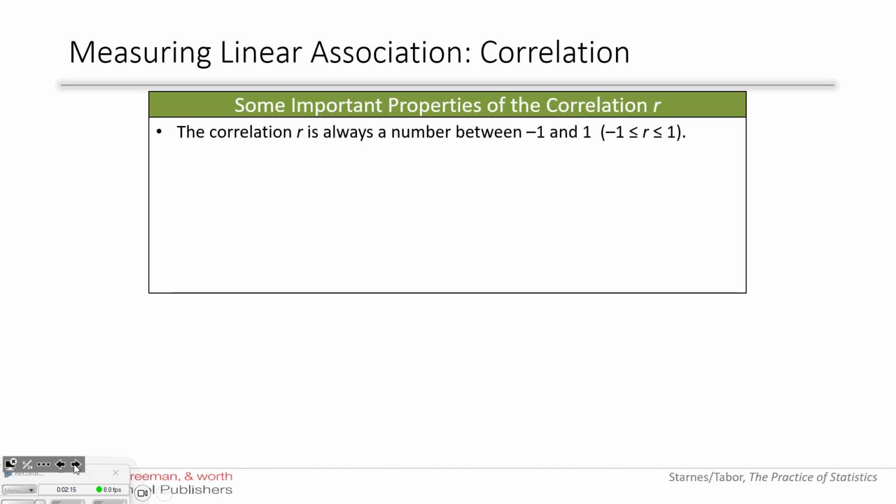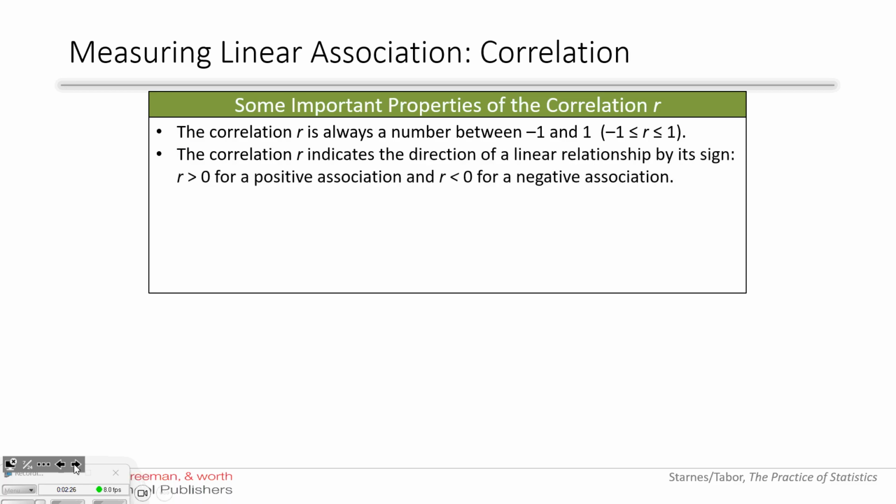All right, so here are some properties of correlation, or in other words, our R value. It's always going to be a number between -1 and +1. If we have a positive association, in other words, if my scatter plot looks like this, that R value is going to be a positive number. On the other hand, if my scatter plot has a negative association, that R value is going to be a negative number.